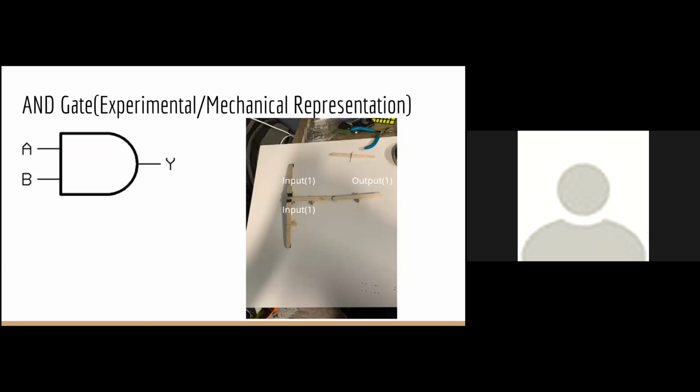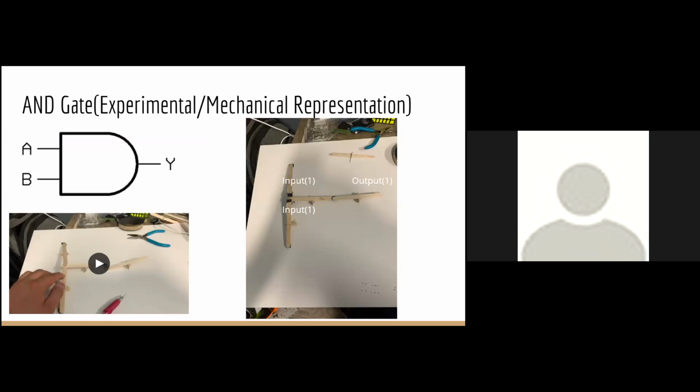And then our mechanical representation. Benito? Okay, I'm not sure what's going on with Benito.